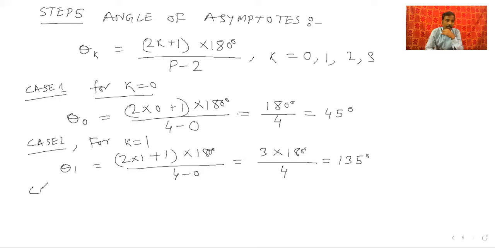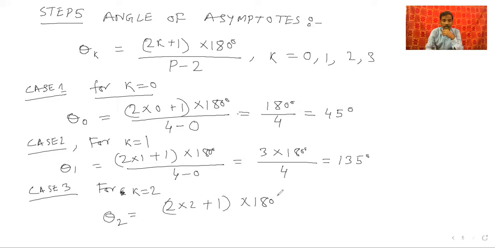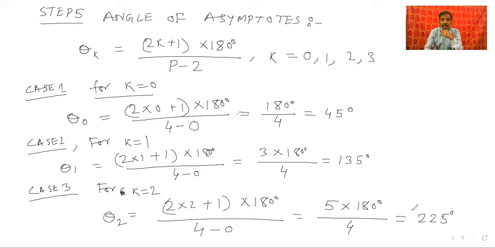Similarly, case number 3, for K equals 2. Then theta 2 equals (2 into 2 plus 1) whole into 180 degrees by 4 minus 0, equals 5 into 180 degrees by 4, equals 225 degrees.